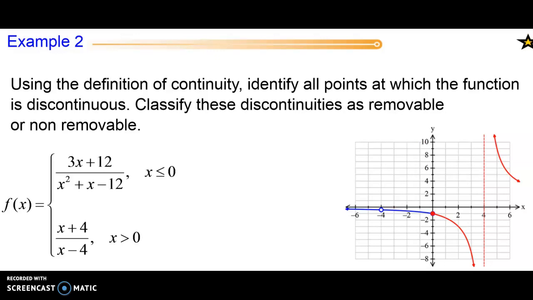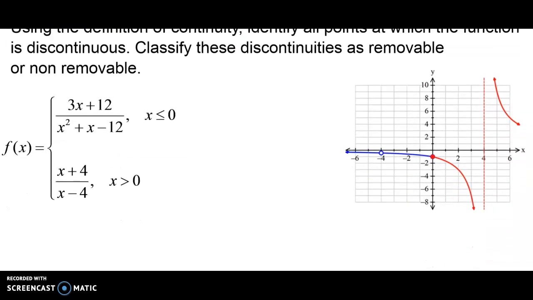This is example 2 from lesson 2.11, definition of continuity. So we have a piecewise function that's shown on the graph as well, where x is less than or equal to 0 and where x is greater than 0. So we want to look at the function at the value 0 to see if it's continuous or discontinuous.